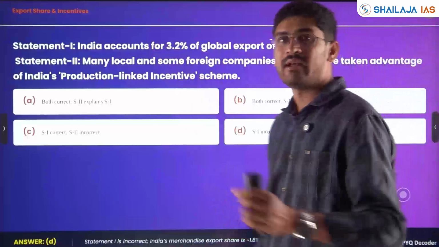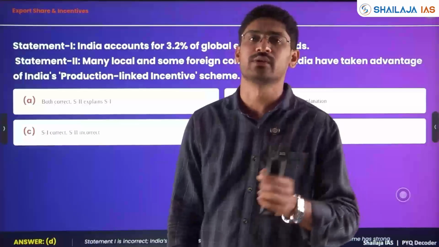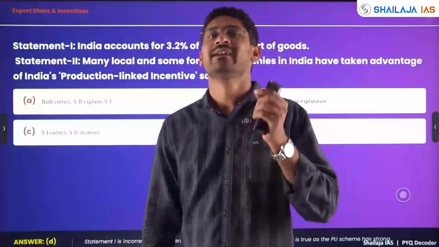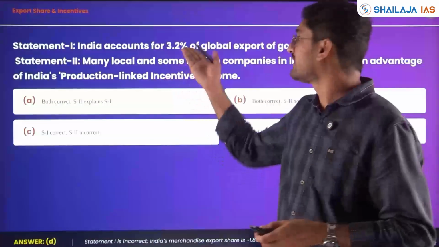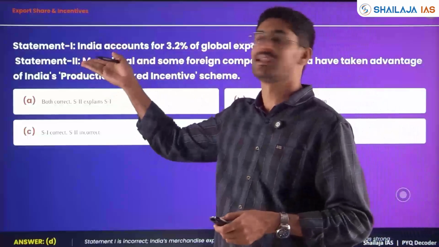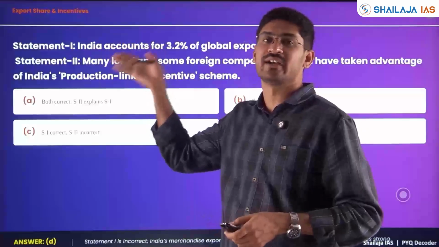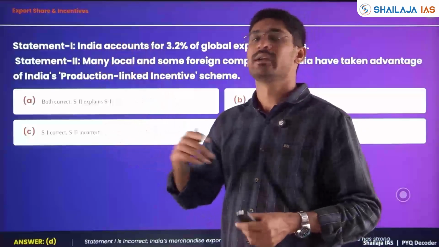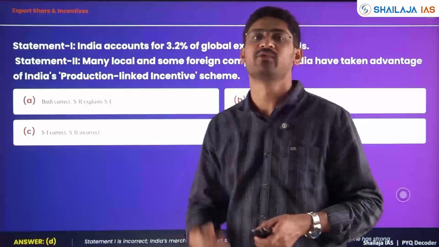India accounts for 1.8%, not 3.2%, of the global export of goods. Clear, my friends? Whenever raw data is given and the source is not mentioned, UPSC tends to give wrong data. Understand why studying UPSC and understanding the language of how statements are framed will help you get your answers in the upcoming 26 prelims.